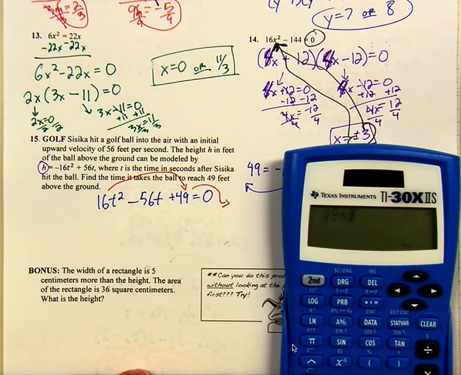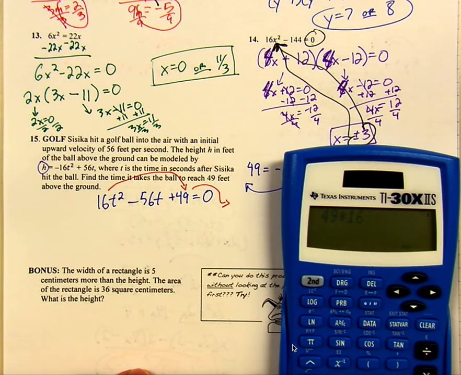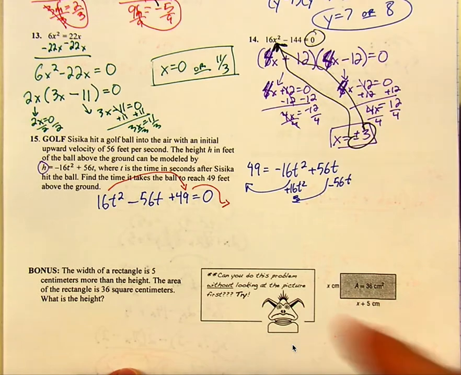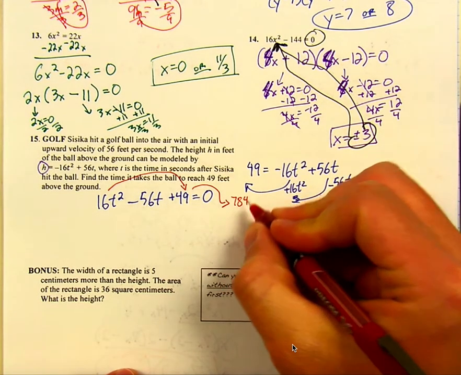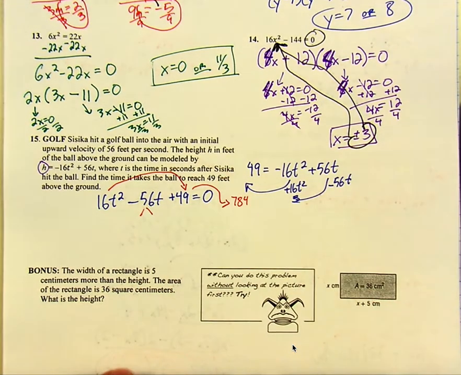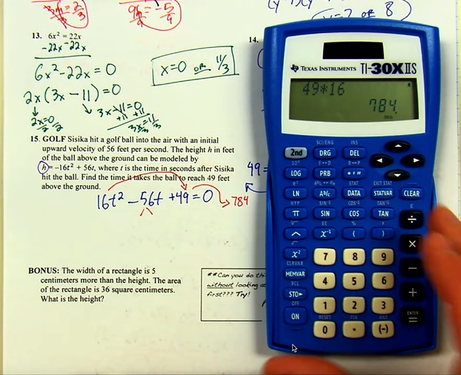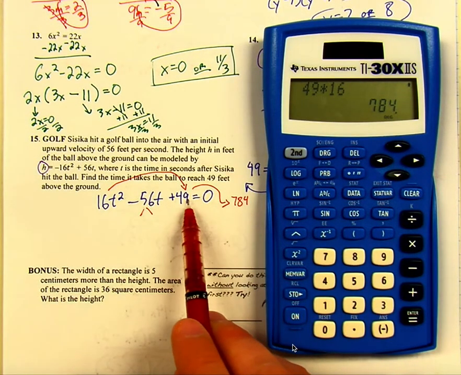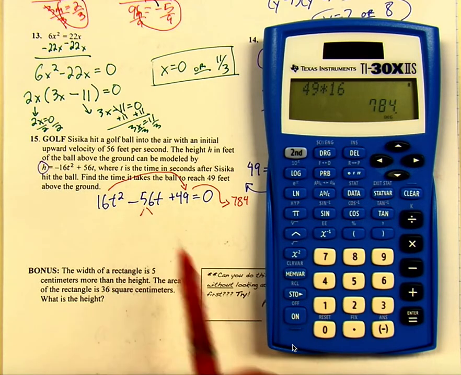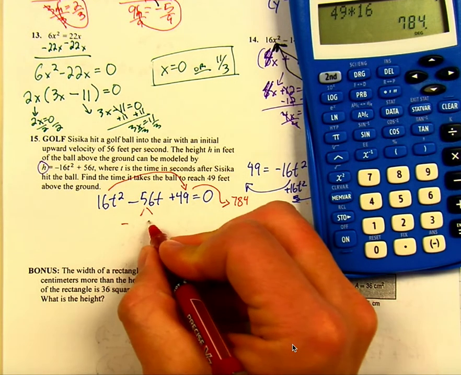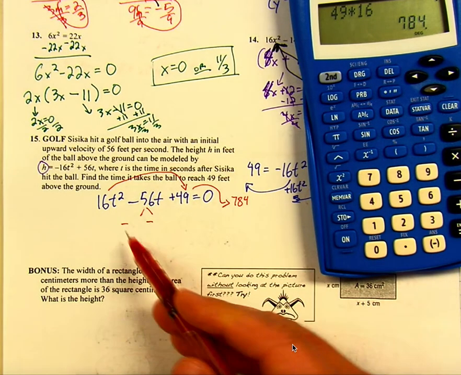49 times 16. 784. I'm going to have to split this 56 up somehow with 784. How in the world is that going to work? I don't know. Let's find out. So I need two numbers that multiply to make 784, and then they add up to 56. Okay, they're both going to be negative.